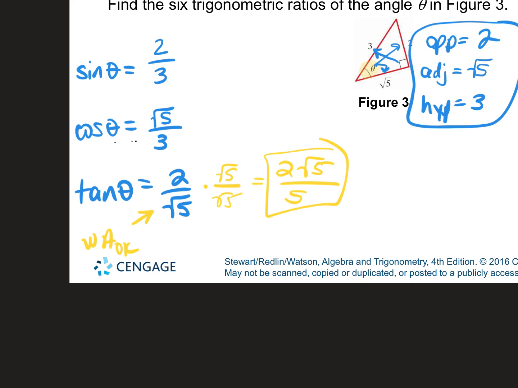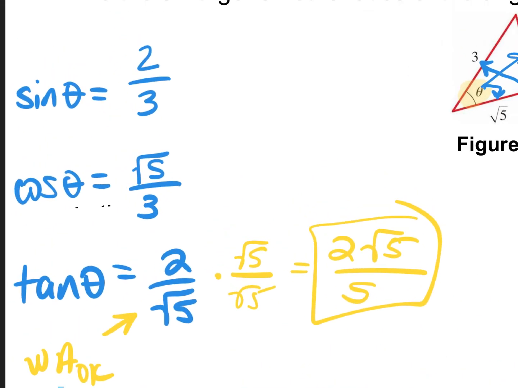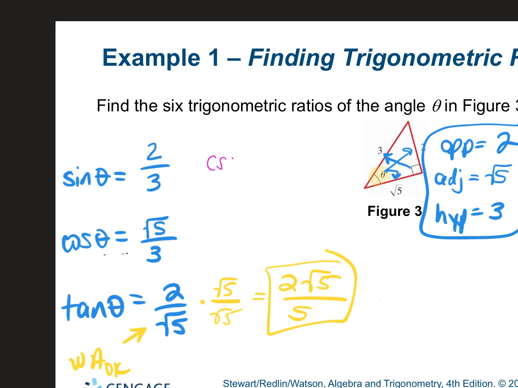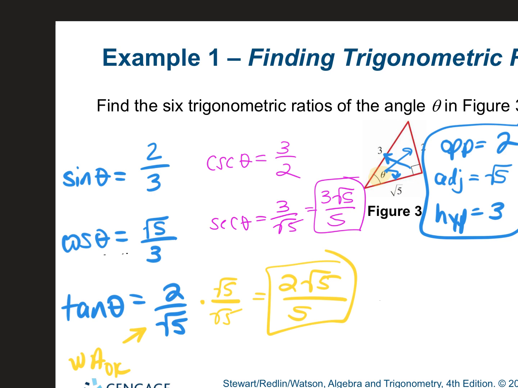So now if we're going to do our reciprocal functions, reciprocal means flipped. We're going to do the flipped over functions. So what is the reciprocal of sine? It's cosecant. So cosecant of theta is what? 3 over 2. Good. The secant of theta is what? 3 over the square root of 5. For WebAssign, that is okay. But can you leave it like that for me? No. Rationalize top and bottom by the square root of 5. So it's 3 radical 5 over 5. You must rationalize for me.